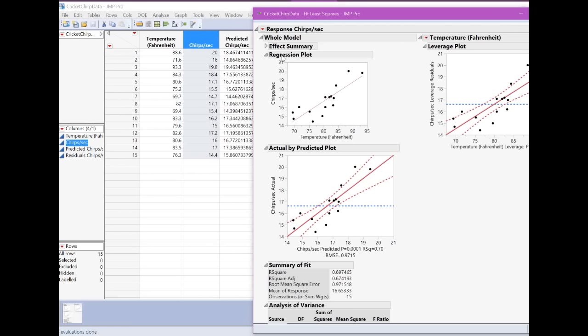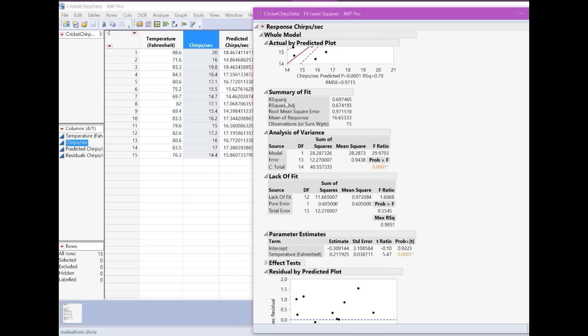But under the regression plot, this shows us chirps per second versus temperature. So this is a scatter plot of our data. So we have our 15 observations and the fit regression model. So this prediction line is a plot of our y hat. So this is our estimated regression equation. Then we come down here to the summary of the fit, the analysis of variance, and the lack of fit. We're going to ignore that for now.